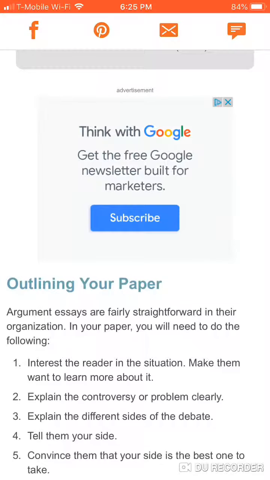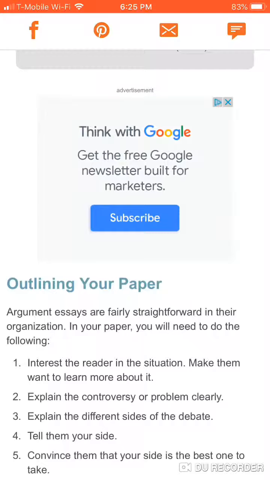Outline your paper. Argumentative is fairly straightforward in its organization. In your paper, you need to do the following. 1. Interest the reader in the situation. 2. Make them want to learn more about it. 3. Explain the controversial problem clearly. 4. Explain the different sides of the debate.